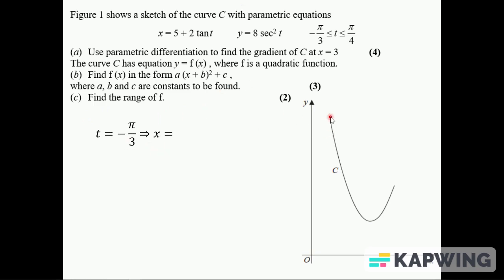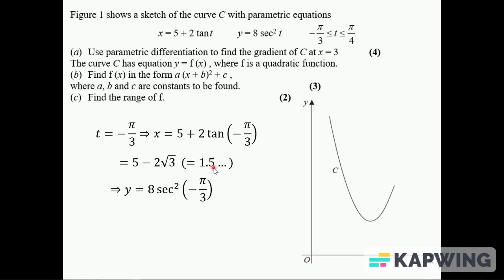So I'm going to sketch a little bit of the graph to start off with. I'll find where the ends are by subbing in these end values. So when t is minus pi over 3, I get this. Tan of pi over 3 is root 3. I've got minus it, so it's 5 minus 2 root 3, which is about 1.5. The y value, well, cos of pi over 3 is a half, so the sec of it is 2. Minus pi over 3 will still be the same because of the symmetry of the cos function. So 8 times 4, which is 32.